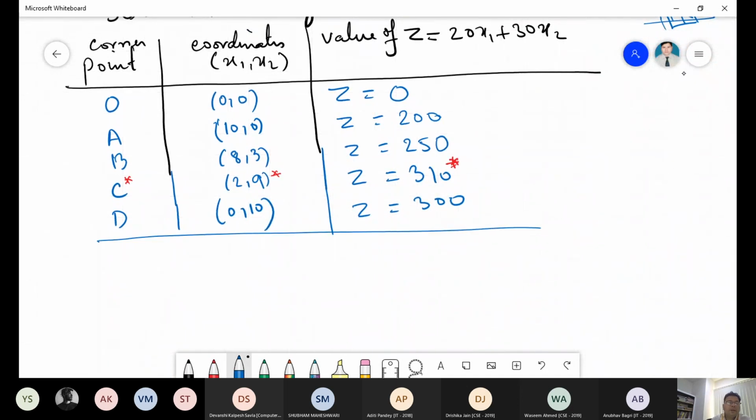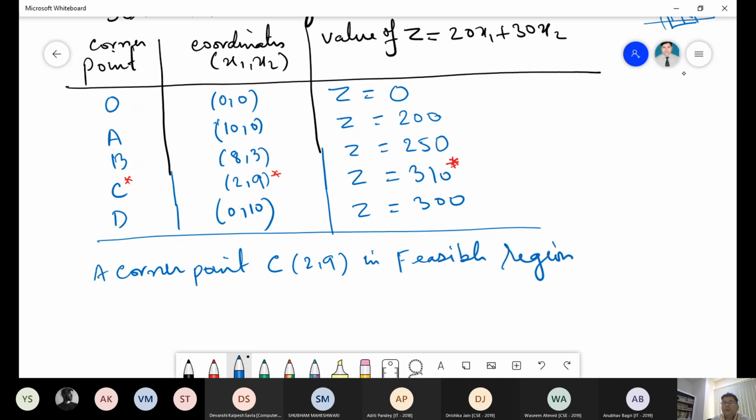So what is the language that we can write here? I'm writing the language: a corner point C (2, 9) in the feasible region maximizes the objective function.